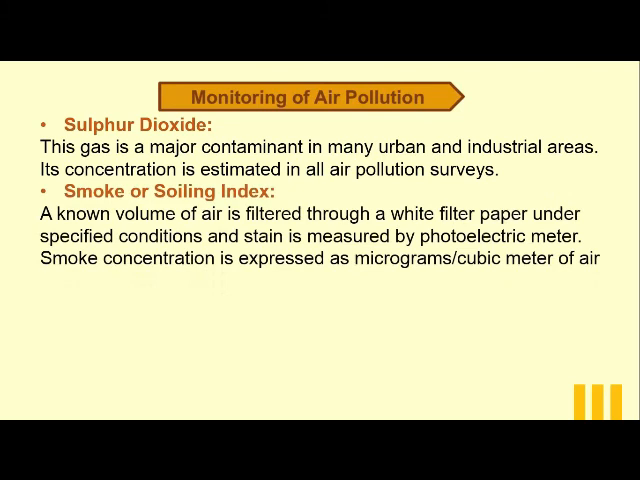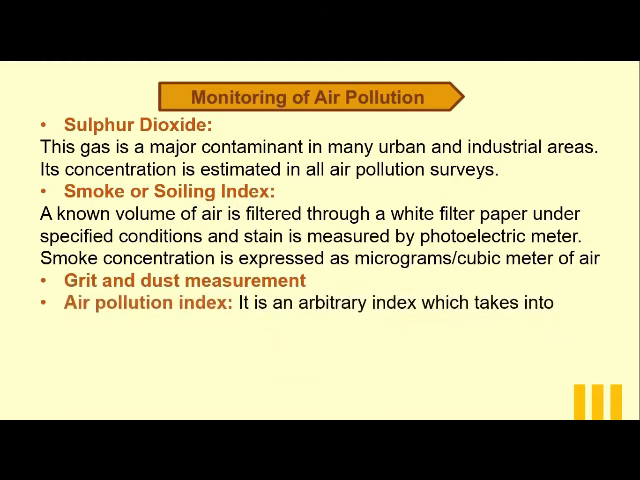Next comes the smoke or soiling index. Contrary to its name, the soiling index is used for monitoring of air pollution. A known volume of air is filtered through a white filter paper under specified conditions, and the stain is measured by a photoelectric meter. Smoke concentration is expressed as micrograms per cubic meter of air. Next is the grit and dust measurement, and then the air pollution index.